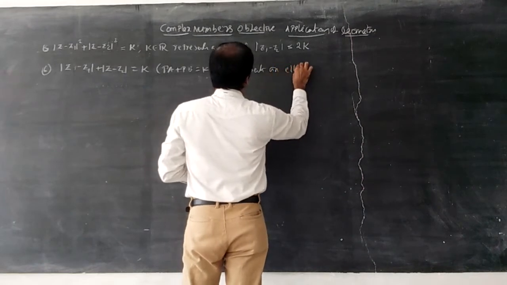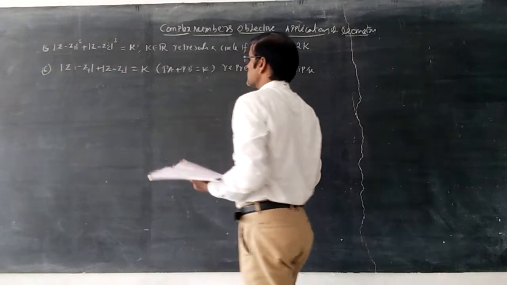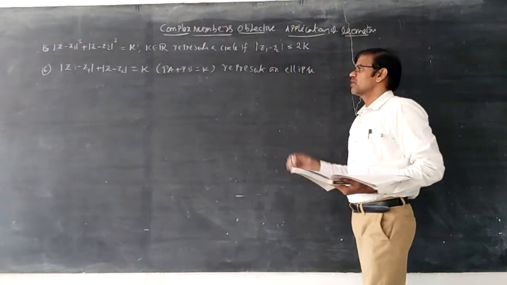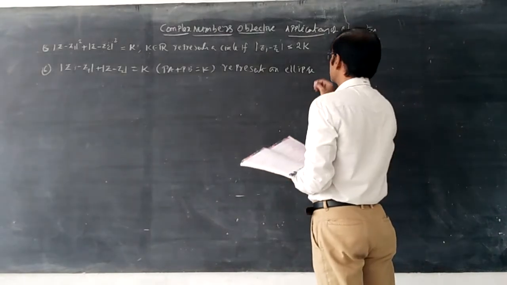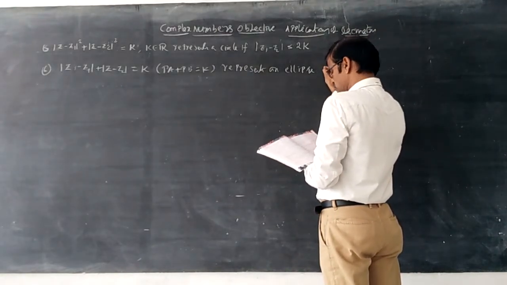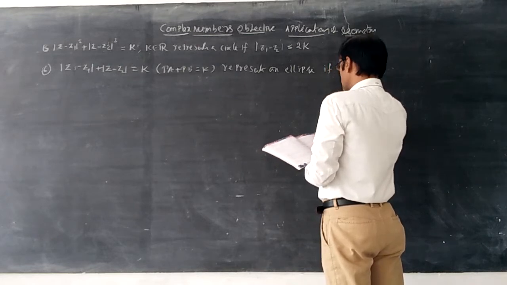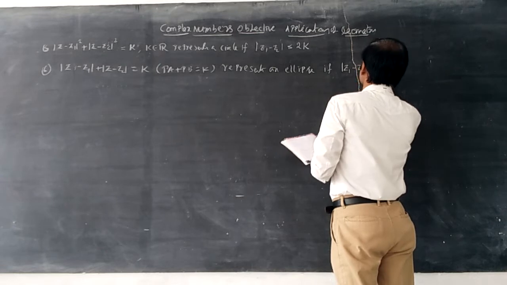Represents an ellipse. Just to see the first-year volume, the locus chapter, each and every formula you are having. Modulus of z minus z1 plus modulus of z minus z2 is equal to k represents an ellipse if the condition is modulus of z1 minus z2 less than k.